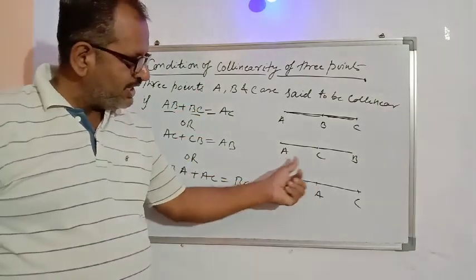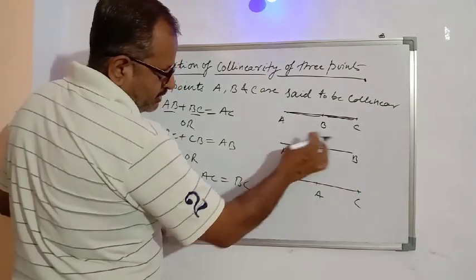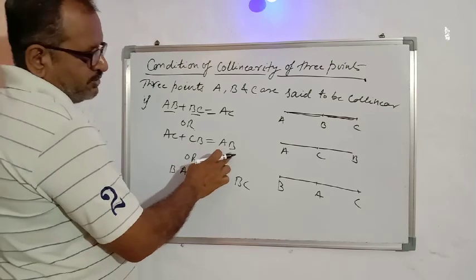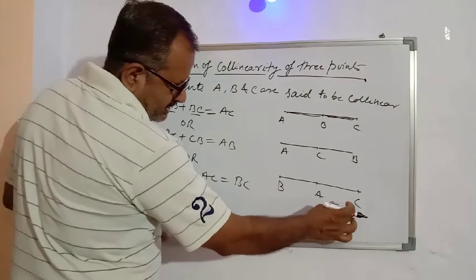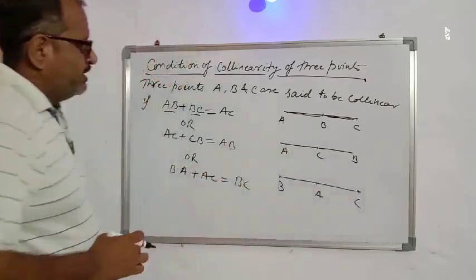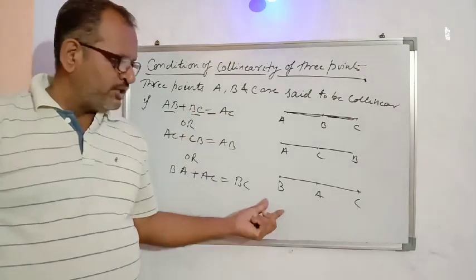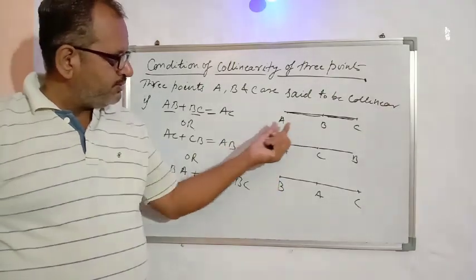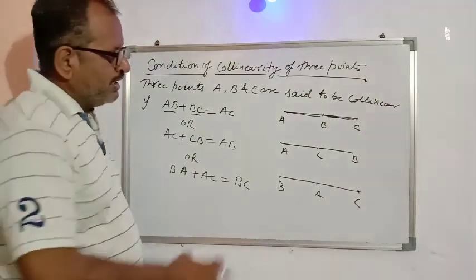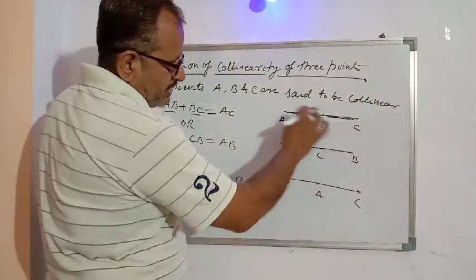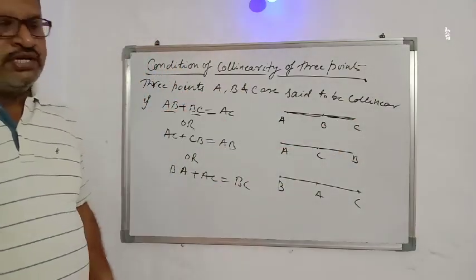If C lies in between A and B, then AC plus CB is equal to AB. If A lies in between B and C, then BA plus AC will be equal to BC. 3 points A, B, C are said to be collinear if the sum of any two line segments is equal to the third line segment. Again listen, if the sum of any two line segments is equal to the third line segment, then we can say that these 3 points are collinear.